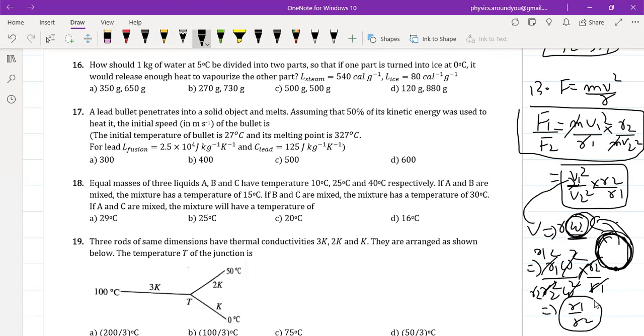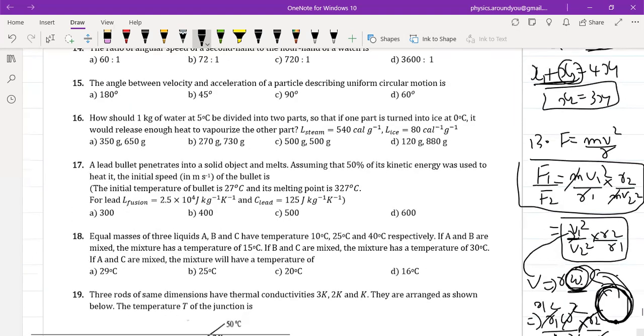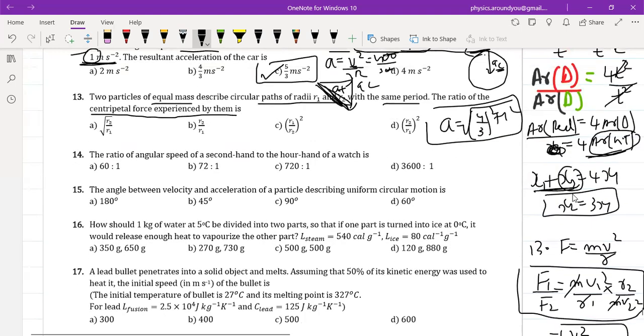There is no way to guess this relation prior. There's no way to eliminate the options because all of them have R1, R2, and stuff. Well, both of them have the same period, so both of them have the same angular speed. So with that logic, we can go ahead. Or if you want the shortcut, the shortcut is very easy. Within a jiffy, you can do this.